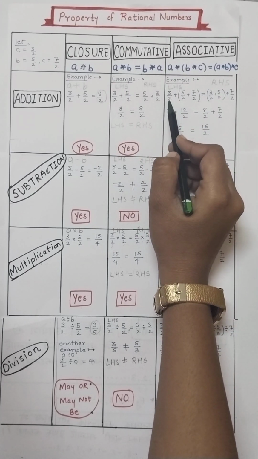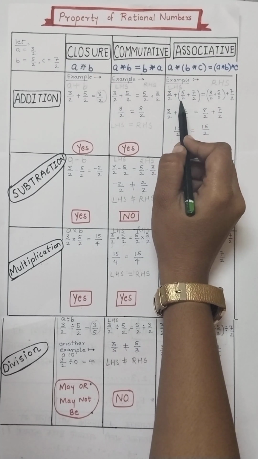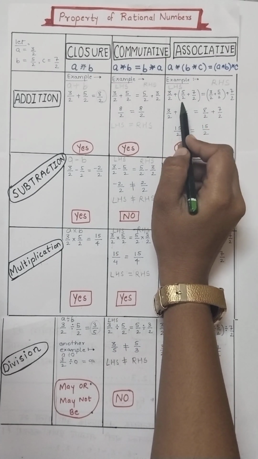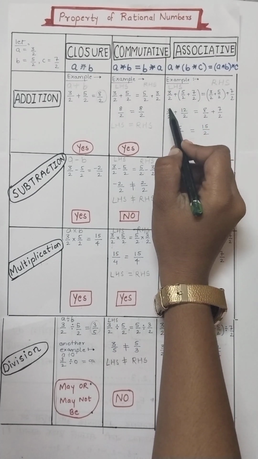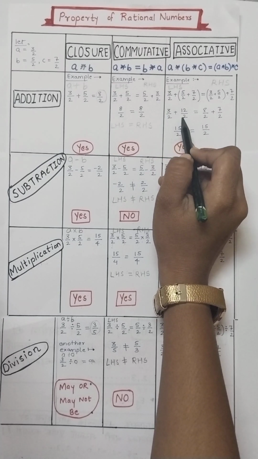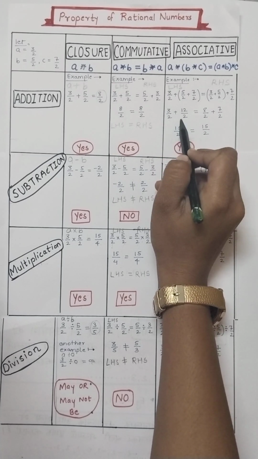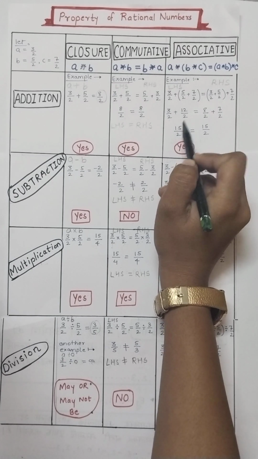The value of a is 3 by 2. The value of b is 5 by 2. The value of c is 7 by 2. First solve this bracket. So 5 by 2 plus 7 by 2 becomes 12 by 2. When we add 3 by 2 and 12 by 2, we get 15 by 2.